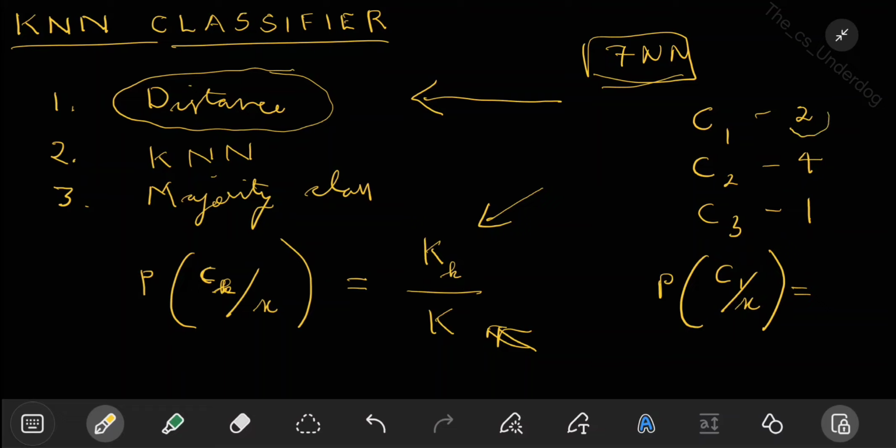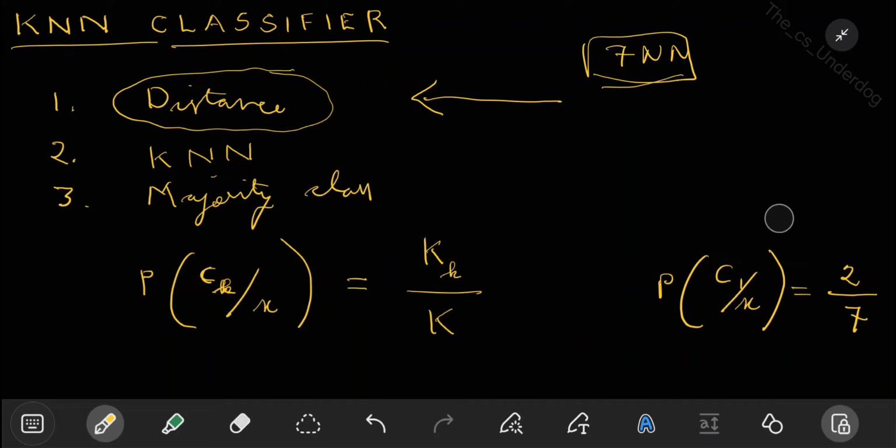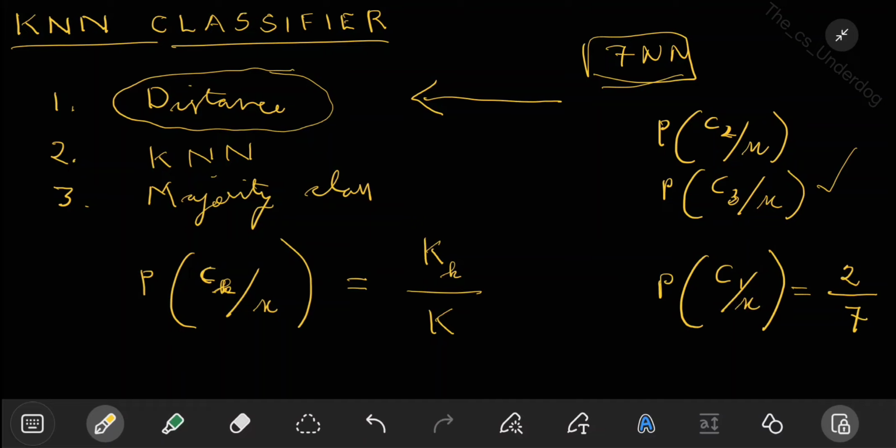What is k1? The number of points among the k nearest neighbors that belong to class C1. That will be 2, divided by my k in the denominator, which is 7, because I'm choosing a 7NN classifier. Similarly, I can find P of C2 given X and P of C3 given X. Then whichever gives the largest posterior will be chosen as the class. So this is quite logical and easy to understand.